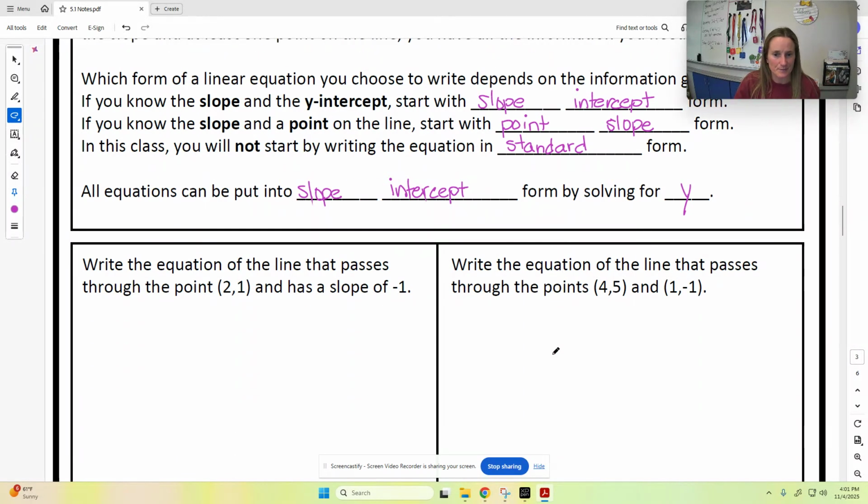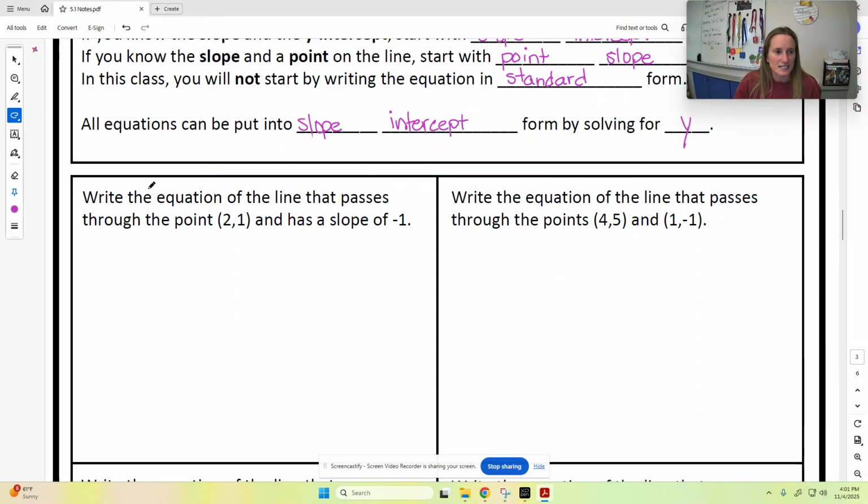So let's look at our examples. The first example, write the equation of a line that passes through the point (2, 1) and has a slope of -1. So we have a point, and we have the slope. So if we have the point and the slope, we want to start with point-slope form. So we're going to need this information and that information to plug into point-slope form.